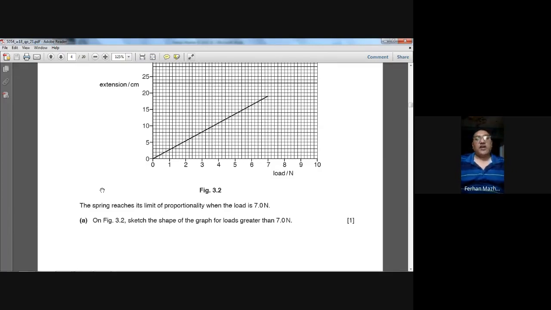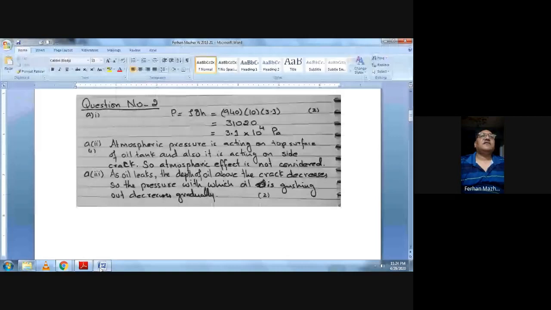But after this point, on the extension load graph, the limit of proportionality has been crossed. So if I draw the extension load graph beyond 7 Newton, that graph should be a curve, an increasing curve bending upward. So let me show, it's a 1-mark question. I have drawn this graph.